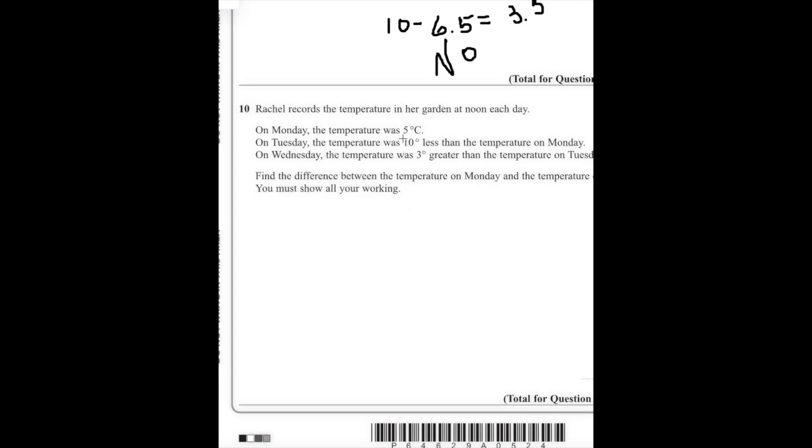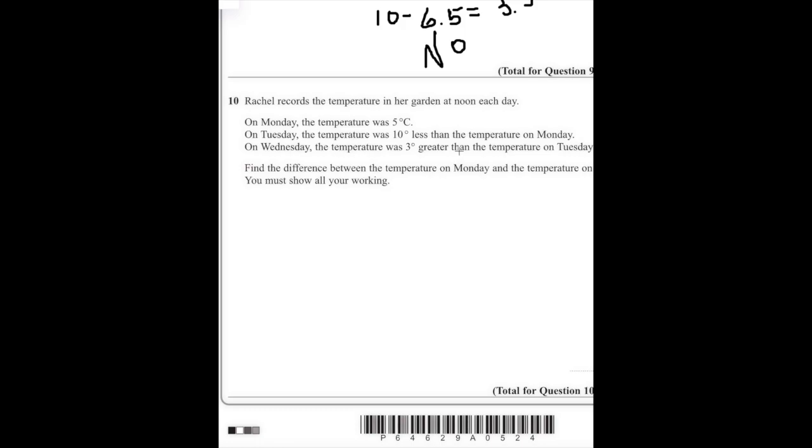Next one, Rachel records the temperature in a garden at noon each day. On Monday the temperature is 5. On Tuesday the temperature is 10 less than the temperature on Monday. On Wednesday the temperature was 3 degrees greater than the temperature on Tuesday. So it's kind of like a time period. You're going to write Monday, Tuesday, Wednesday. So M for Monday, T for Tuesday, W for Wednesday. You write 5, and then it's 10 degrees less. So 5 minus 10 is minus 5. And then the temperature on Wednesday was 3 degrees greater than that on Tuesday. So minus 5 plus 3 is minus 2.